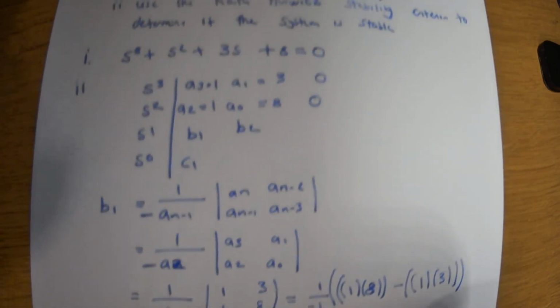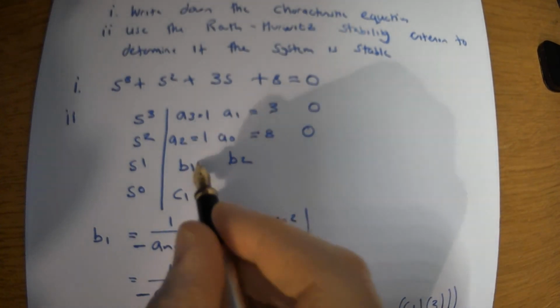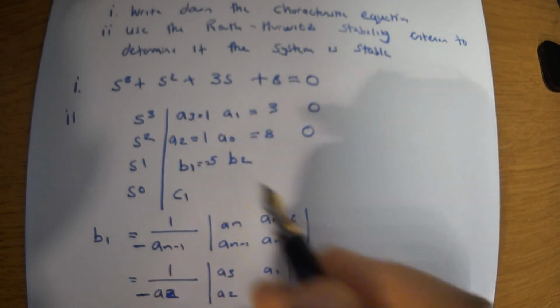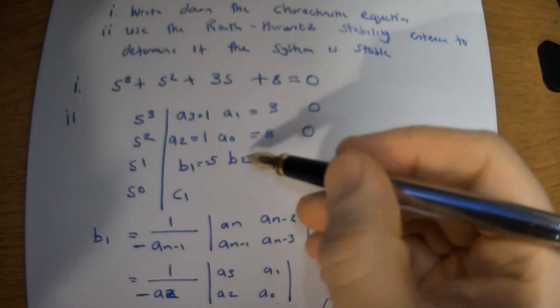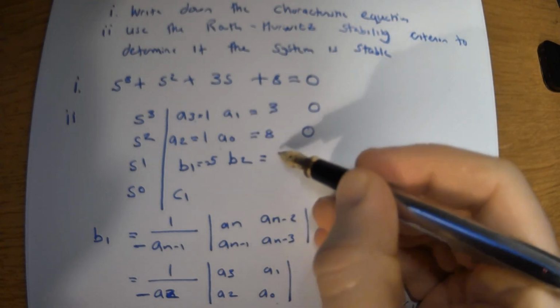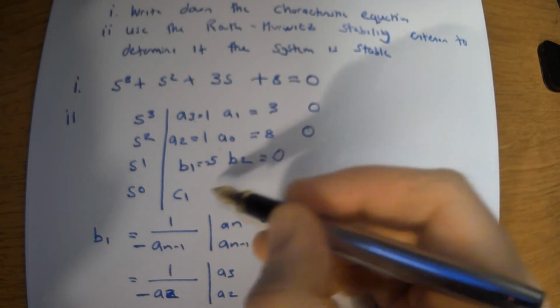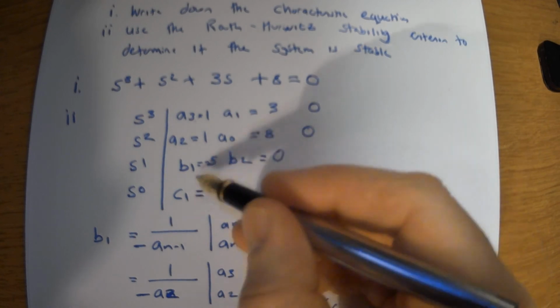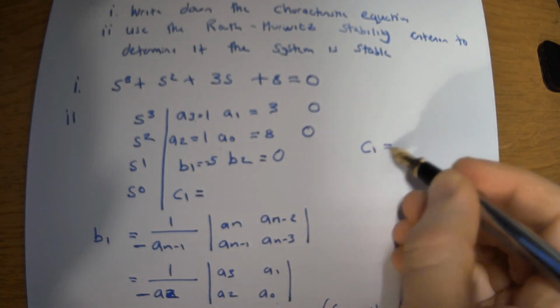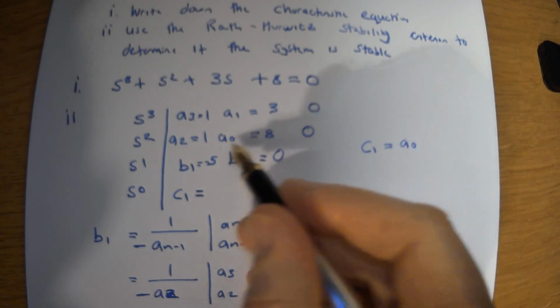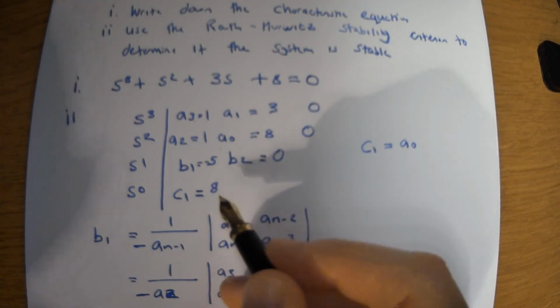We go back up to the table and put in here that this is equal to minus 5. If you were to work out B2, you would determine that it is 0, and that's always the case. And C1 always ends up being equal to A0, so a value of 8.